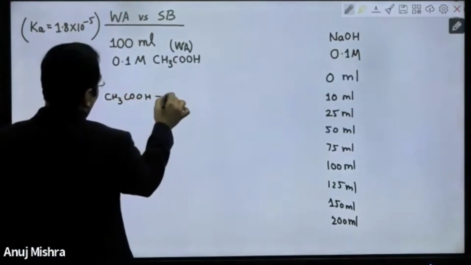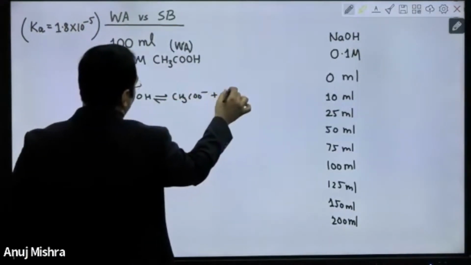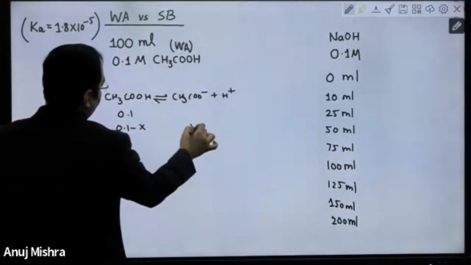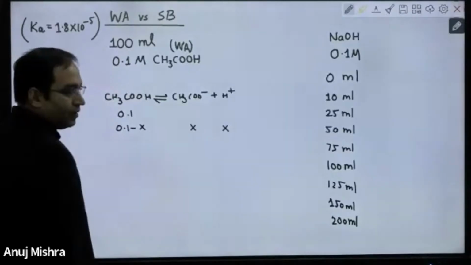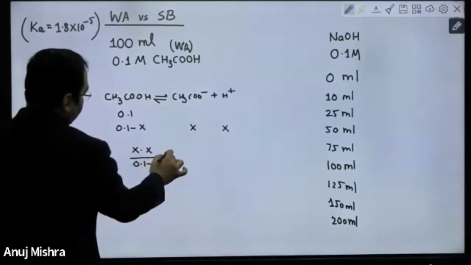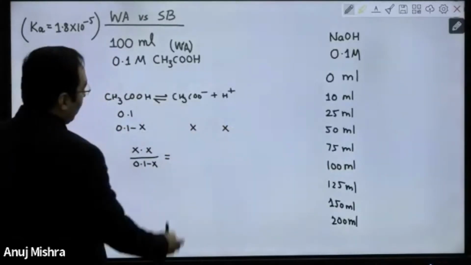CH3COOH gives CH3COO minus plus H plus. 0.1 minus x, x, x. Then what do we write? x into x upon 0.1 minus x. Product upon reactant equals what? K.